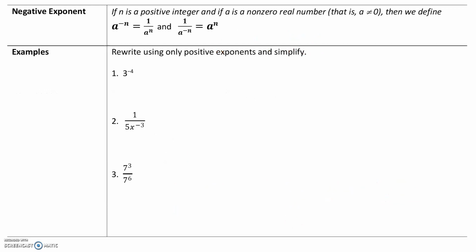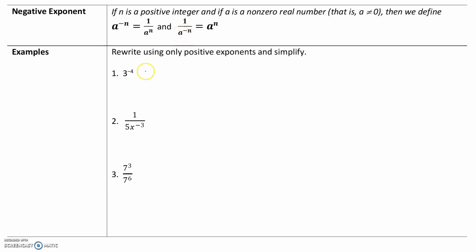Negative exponents. Once again, these are going to be really important in chapter 1 and onwards. If n is a positive integer, and if a is a non-zero real number, so if a is not equal to 0, then a to the negative n is 1 over a to the n. In other words, in order to make any exponent that's negative into a positive exponent, we move it to the denominator. And if the exponent is on the denominator, we move it to the numerator to make it positive.